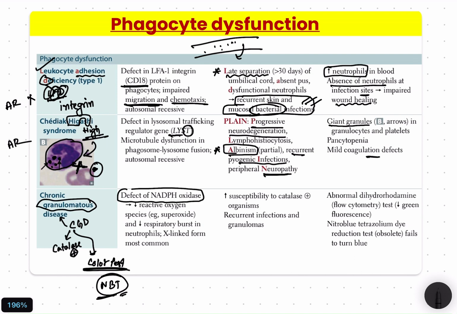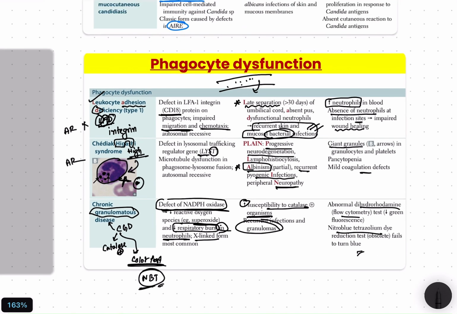What is happening here? Whenever there are infections, we need the respiratory burst to happen. This respiratory burst will produce the superoxides, that will tackle the oxygen free radicals and prevent free radical damage. But because of the defect in the NADPH oxidase, there is decreased reactive oxygen species formation and decreased respiratory burst in neutrophils. These are needed to tackle the infections. There is increased susceptibility to catalase positive organisms, and there will be recurrent infections and granulomas. So these are all you have to remember.